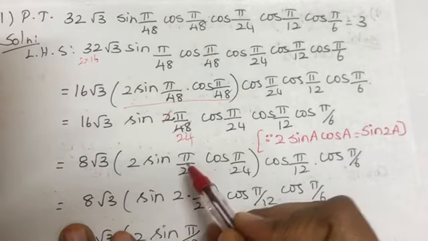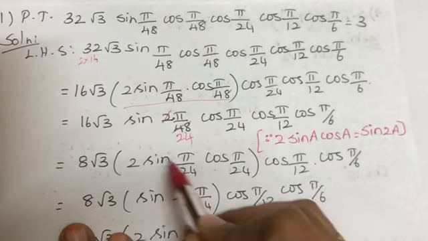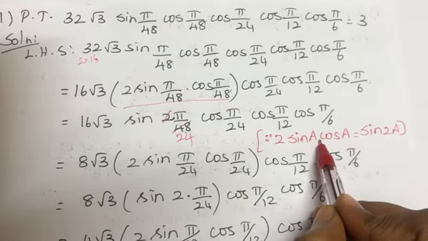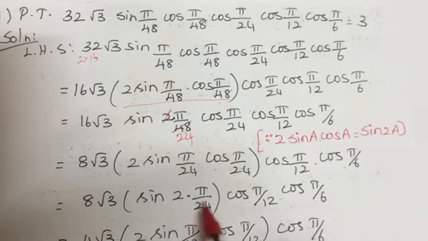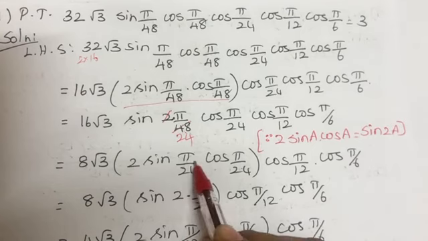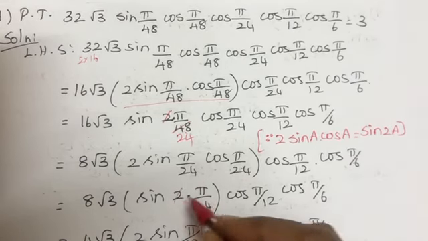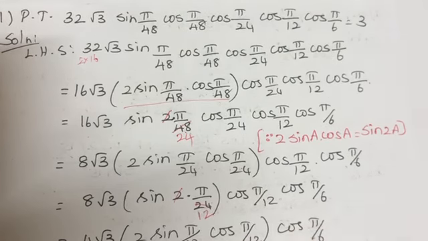Okay. So, in the next step, I split 16 as 2 into 8. So, 8 root 3, 2 sin pi by 24 cos pi by 24. So, 2 sin theta cos theta. Again, using the same identity, it is sin 2 theta. Here theta is pi by 24. So, sin 2 into pi by 24. While simplifying, this will become 12.